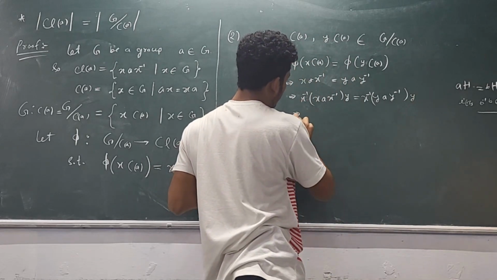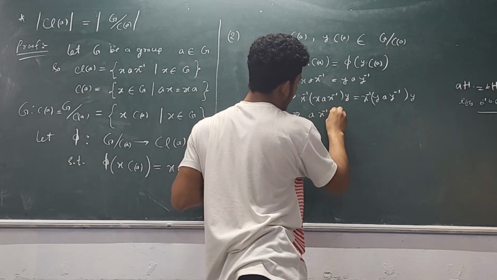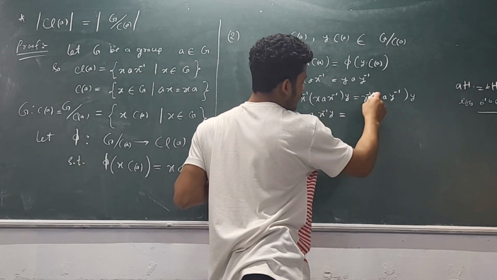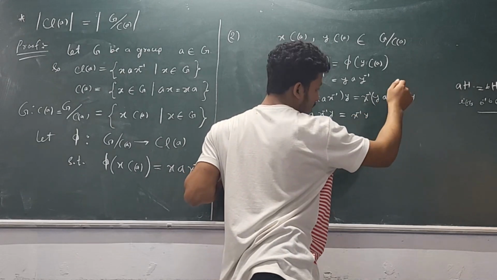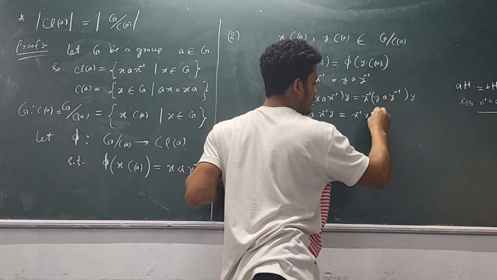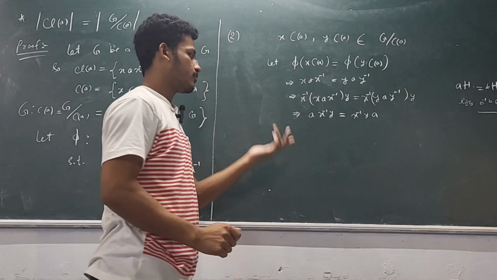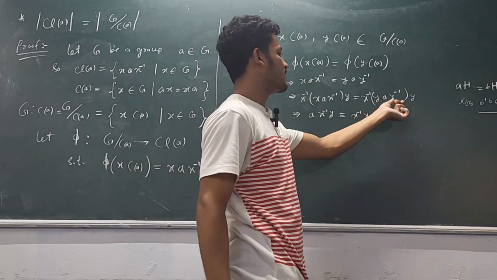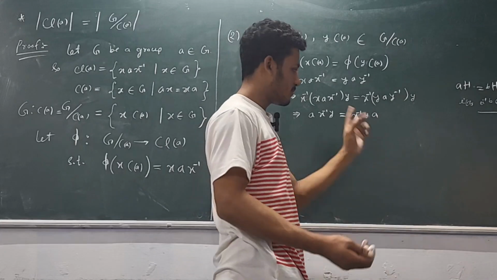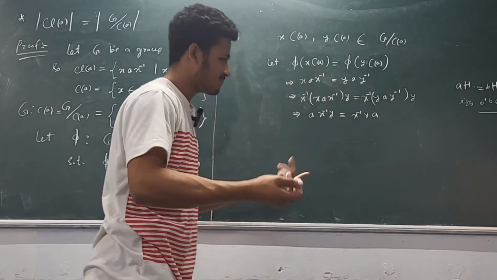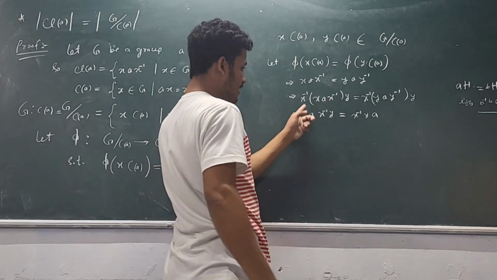Then you will get a x inverse y. It will be x inverse y, and y into y inverse will be identity, a and identity, that means b. If we multiply by identity, nothing needs to be written. So e means multiplication like 1. Do you understand this step?